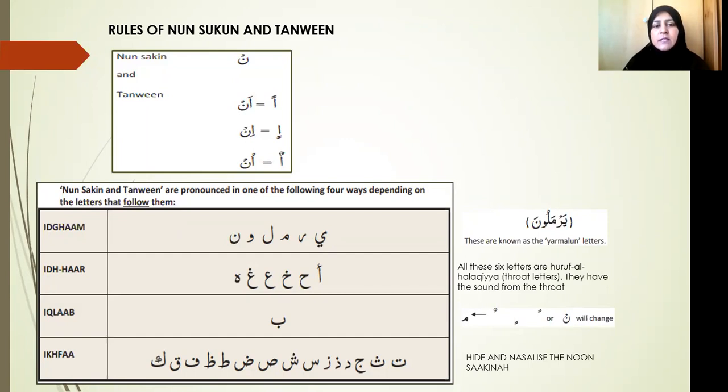Now, if it's none of these letters, if it's not a harf halqi, it's not the letter ba, and it's not a yarmaloon letter, and you're unable to memorize them all, just think of it this way: if it's not the letter ba, not one of the huruf al-halqiyya, and not one of the yarmaloon letters, if any one of the other letters appears after a word ending with a noon sakina or a tanween, then the rule of ikhfa will apply. That's the easiest way of remembering which rule to apply.